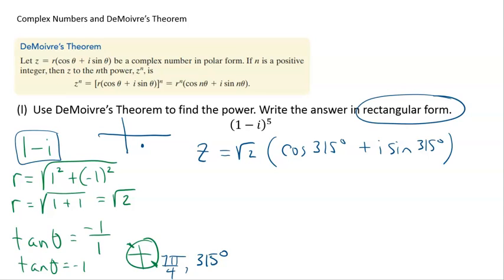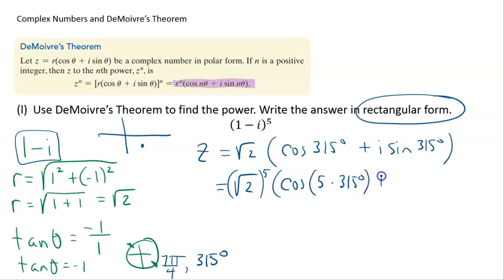So I am using this formula right here, folks. First of all, I raise square root of 2 to the 5th power. And then that's going to be cosine of 5 times 315 degrees plus i sine of 5 times 315 degrees. You okay with that? Okay, now how am I going to handle square root of 2 to the 5th?